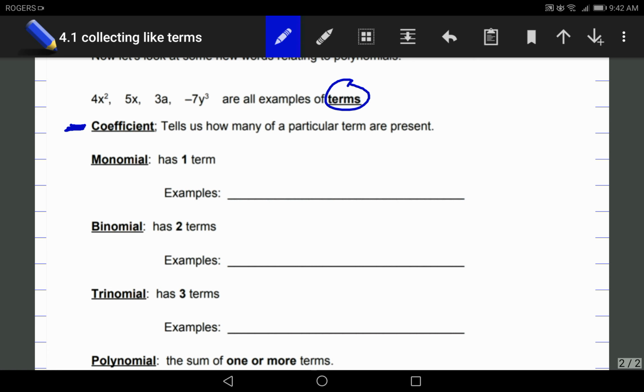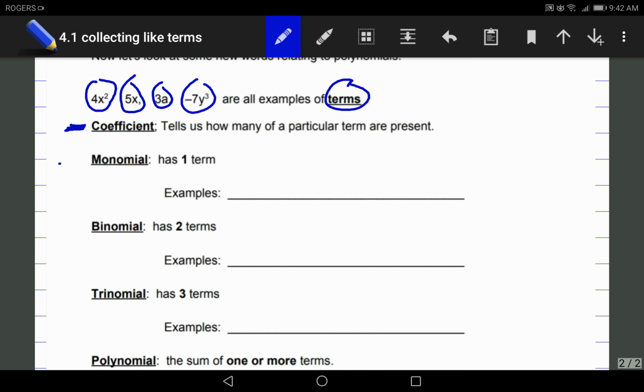So if you see a number with a letter, that's called a term. If you see a number with a letter, that's a term, that's a term. Even if you just see a letter, it's also a term. Okay? If you just see a number, it's also a term. So let's look at the types of terms now.